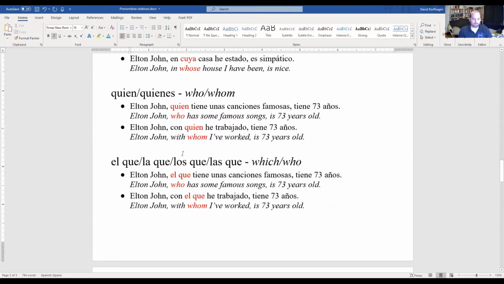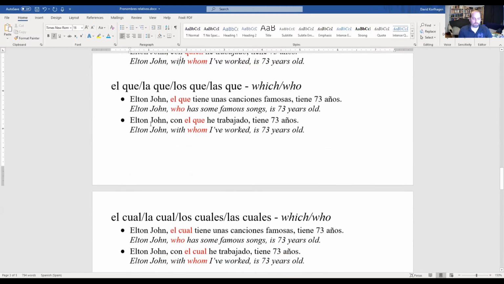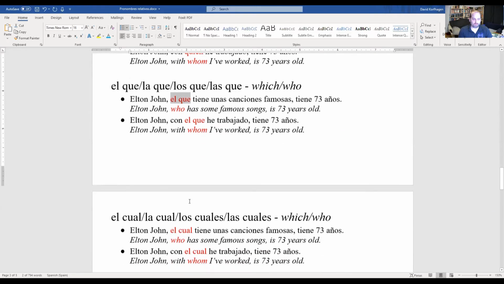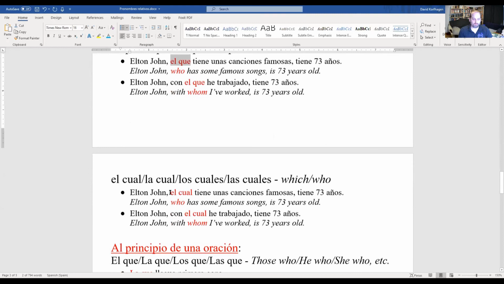After the preposition there, right? And then we've got Elton John, who has some famous songs, is 73 years old. Elton John, with whom I've worked, is 73 years old, right? So notice these are basically the same sentence, right? We have an option to use quien if we want because it's a person, but we could also use el que, and we can also use el cual, right?